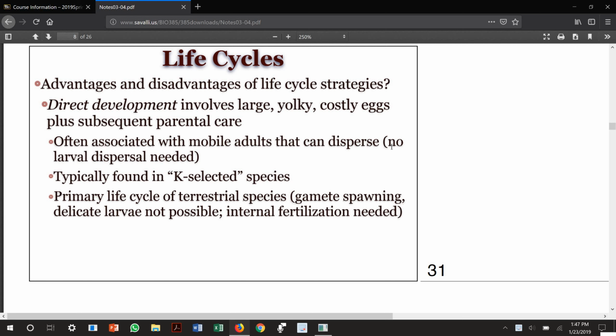But in insects, you still produce large, costly eggs. You are producing young that are basically terrestrial as opposed to simple, delicate little larvae. They're just different.